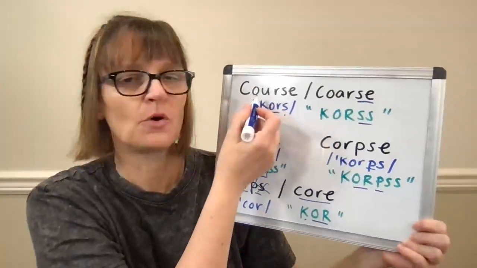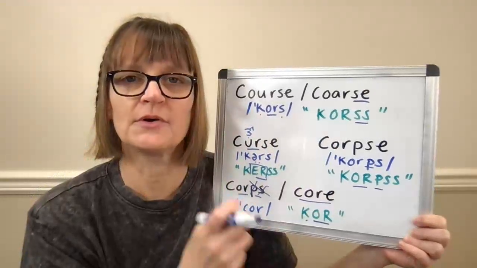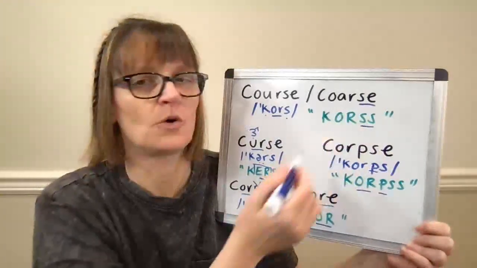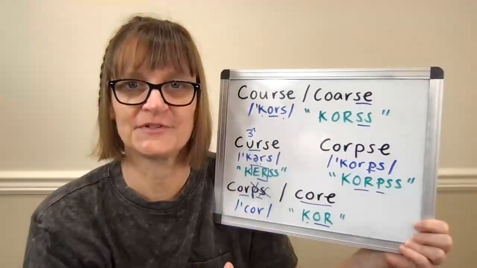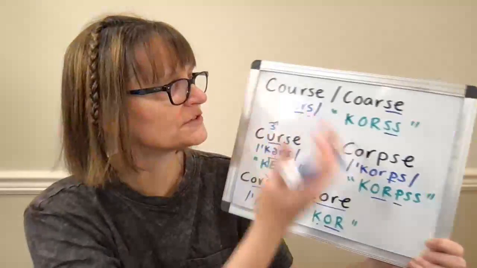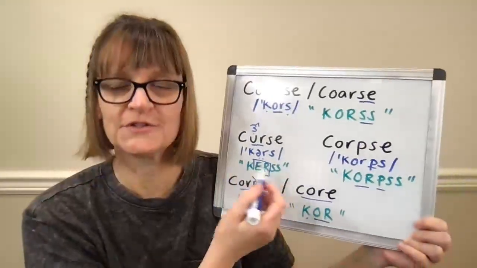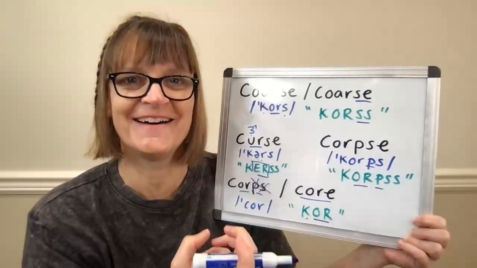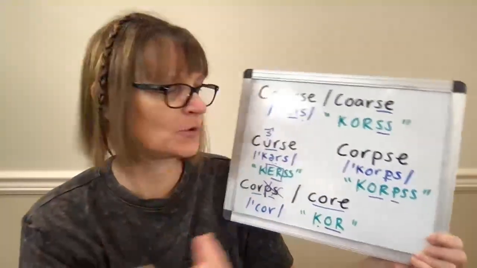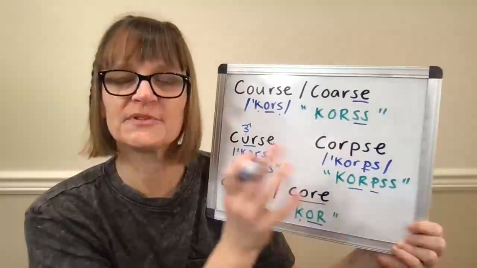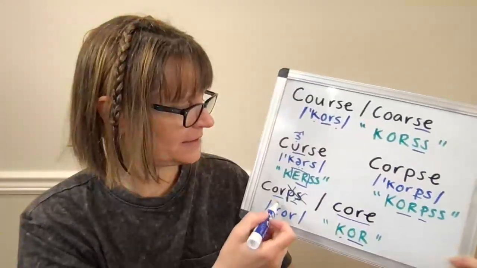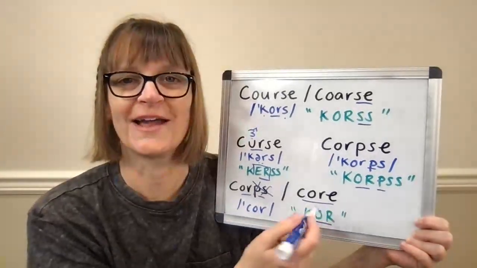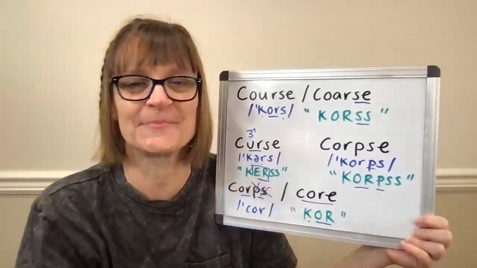So this is the course that we use in run the course, take a course as in take a class, or of course. This is the coarse meaning rough, or the opposite of smooth, coarse or harsh. Curse is either a swear or a curse if you curse someone. This is corpse, cadaver, and then as we already talked about, core as in Marine Corps, the group, or core as in the center or the crux of something.